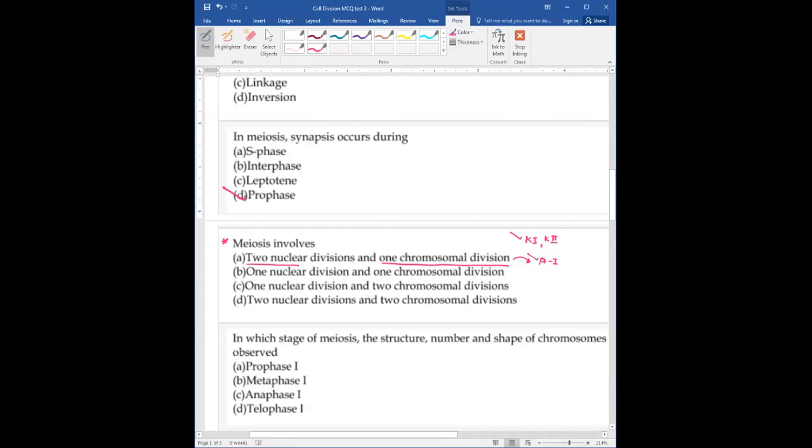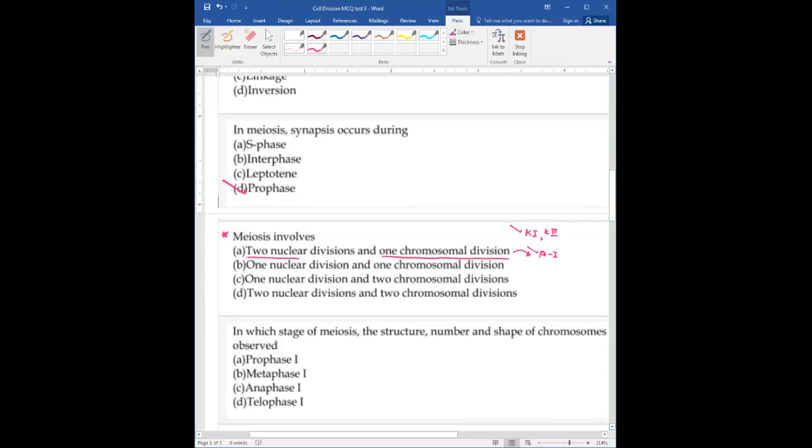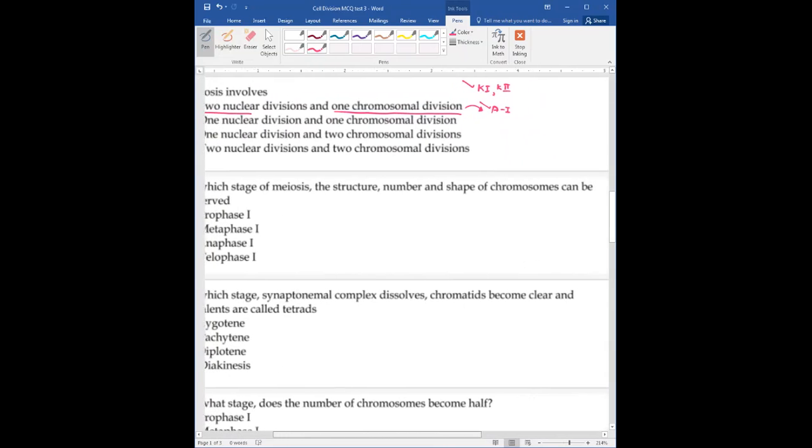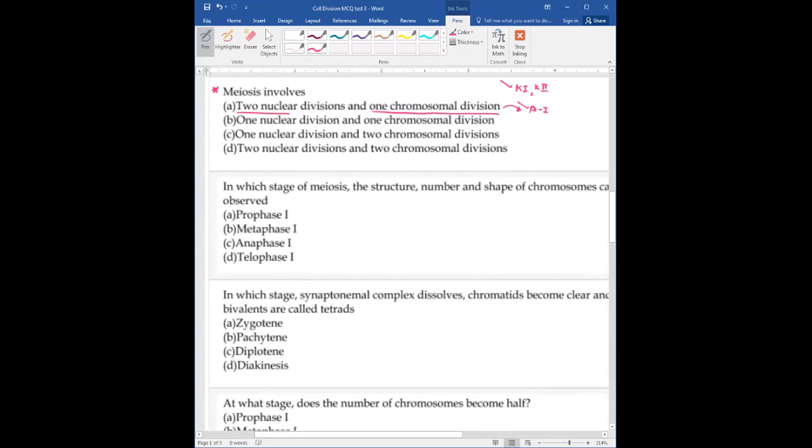Okay, next thing. In which stage of meiosis is the structure, number, and shape of the chromosome best observed? It is going to be metaphase one. Guys, no matter whatever it is, whether it is metaphase one, metaphase two, or just a metaphase in mitosis, chromosomes are going to be best seen over there.